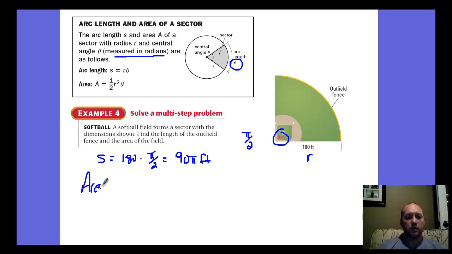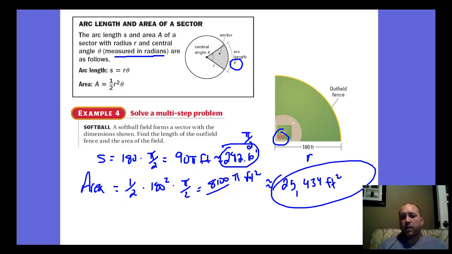The area is going to equal 1/2 times the radius squared times theta, which is pi halves. 180 squared, and I'm going to divide it by 4, and you get 8100. And that's still multiplied by pi. So this would be feet squared. And those are exact values. I'm going to stop there, call it good. Next portion tomorrow will be the unit circle.